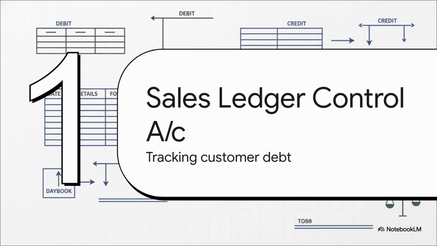Right? Section 2. Let's zoom in on the sales ledger control account. This is all about tracking what your customers owe you. And since money owed to the business is a good thing, it's an asset. You'll hear the term trade receivables. That's exactly what this is.